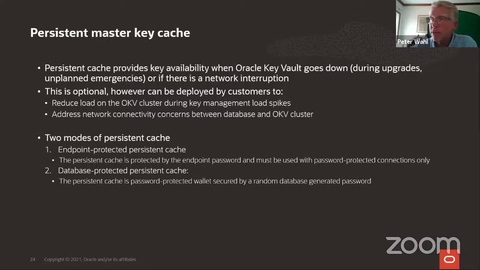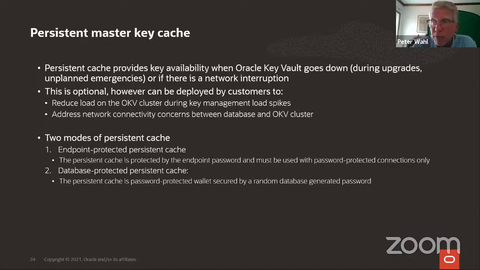We have a persistent cache. There are 2 caches in OKV: the in-memory cache and the persistent cache. The persistent cache is on your database machine. It's an encrypted file that is created, maintained, and protected by OKV. It contains the most recent master keys, which means that if OKV disappears from your network because you have a network outage, it's not that your cluster is missing, but nobody can reach your cluster. That's when the persistent cache comes in.